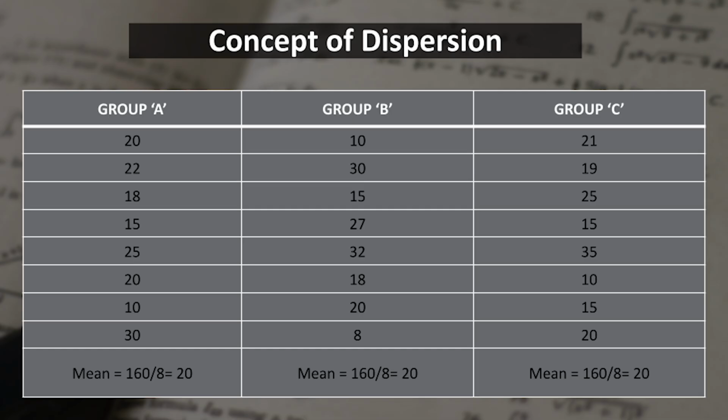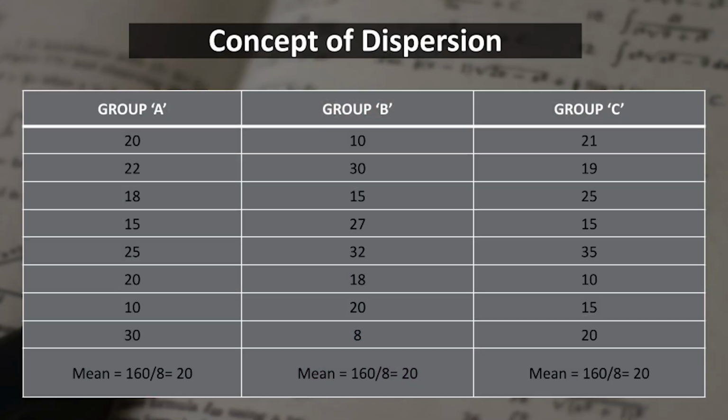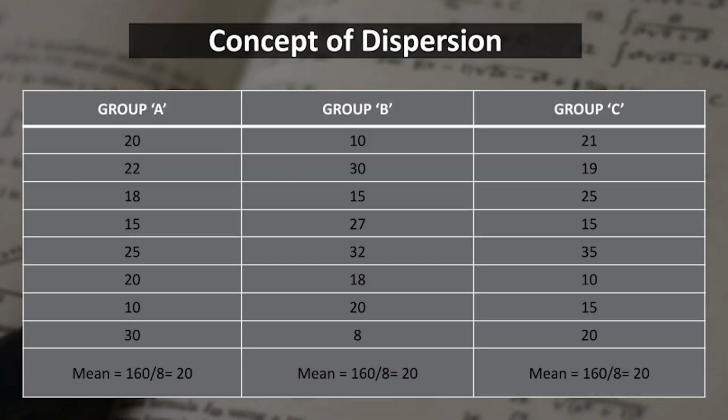And coincidentally, you see in group B, if I add all these scores, it is again 160 and the total number of scores is also 8. So 160 upon 8 is again 20. And accordingly in group C also, you see the scores are different, but the sum total of all these scores is again 160. So 160 upon 8 is equal to 20.